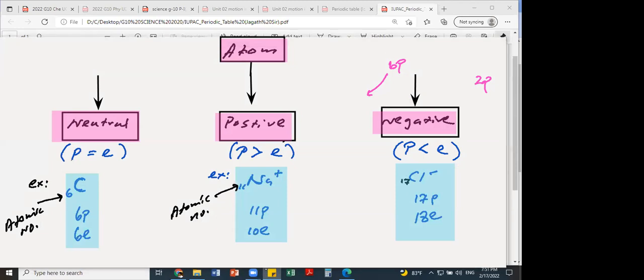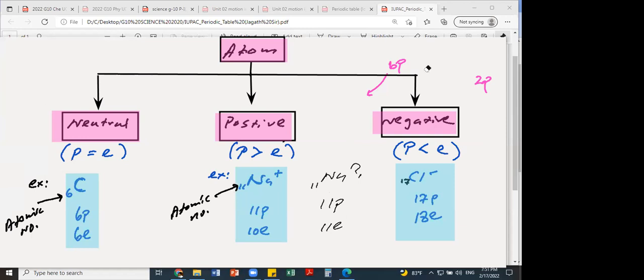Okay, did you all finish copying this? Still copying? What did I tell you? An atom can be positive, negative, or neutral. Now I'll give one example. Sodium: when it is a neutral atom, atomic number 11, it has 11 protons and 11 electrons. So it's neutral. We don't write any charge here.